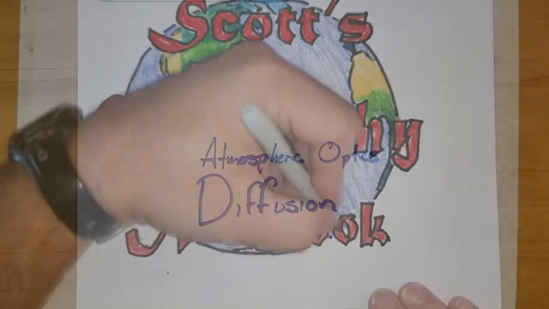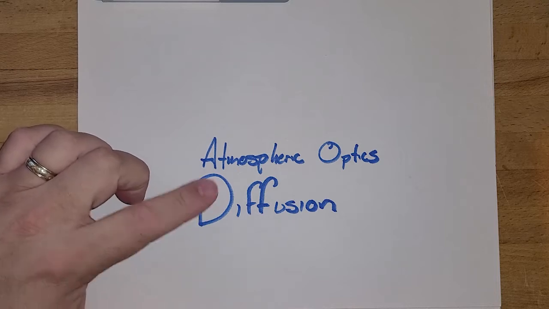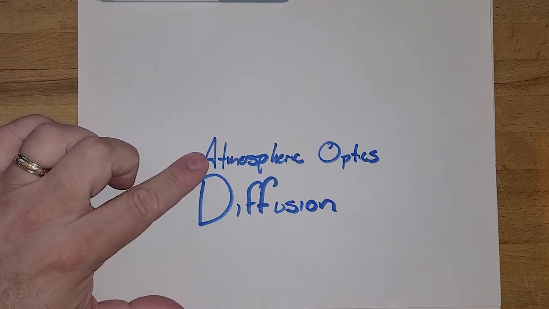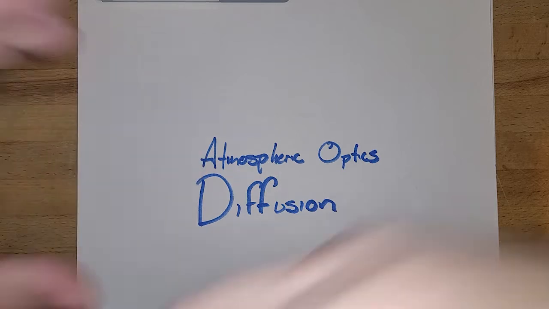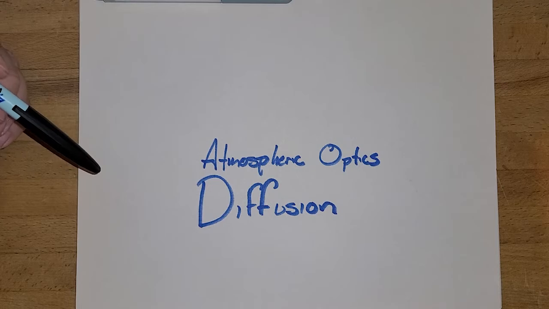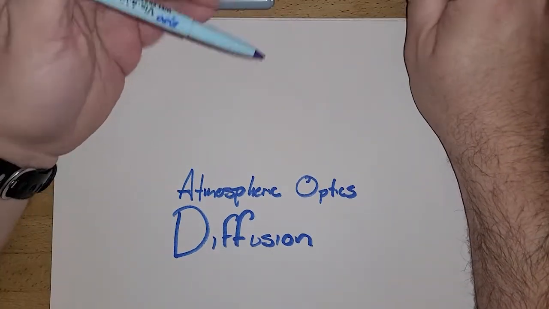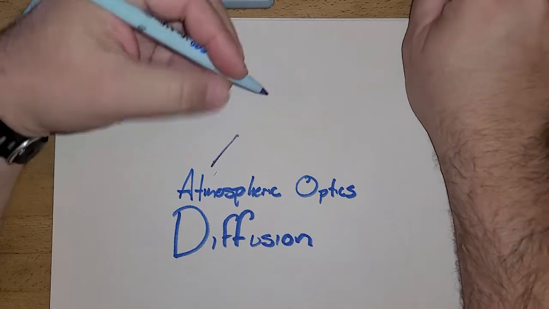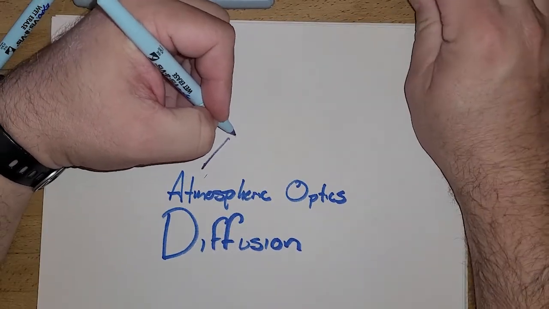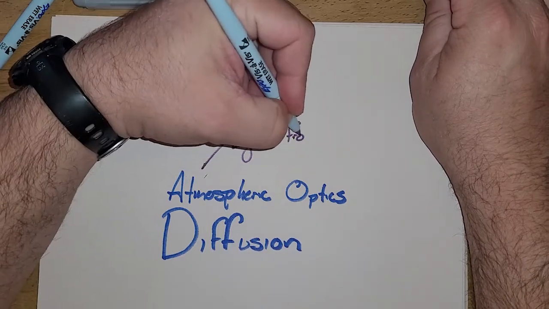We want to talk about diffusion, and as we're talking about diffusion, we're really wanting to talk about it in terms of atmospheric optics. So what are we talking about as we're looking at atmospheric optics? What we really are paying most of our attention to is light that comes from the sun. So the first thing that we want to do is start to explore to understand a little bit more about the light from the sun.